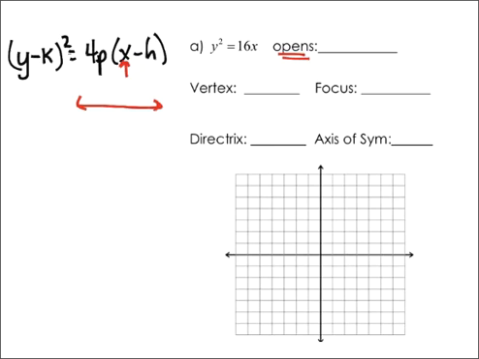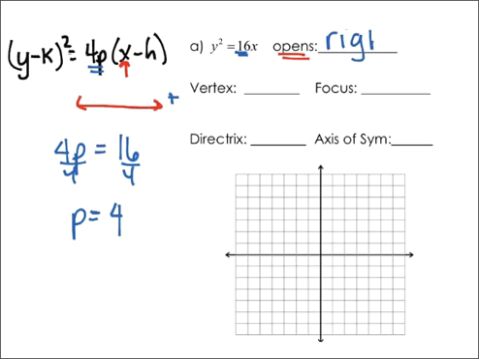Well, here's 4p right here. Here's where 4p should be. So 4p is equal to 16. Divide by 4 to solve for p. P is positive 4. Since positive values are to the right on the x-axis, this is going to open to the right. It's going to look like something like that. These are not going to be perfect graphs, they're just going to be sketches. Okay, so we've got that.